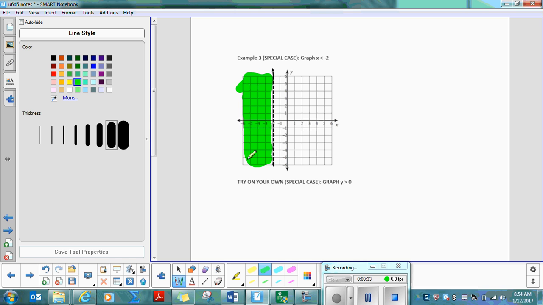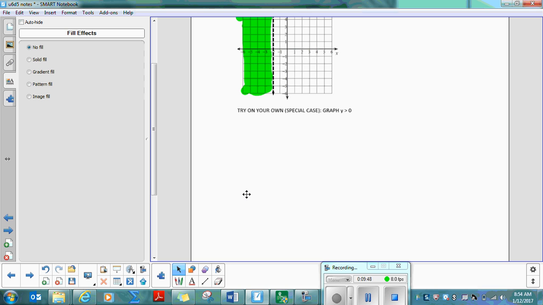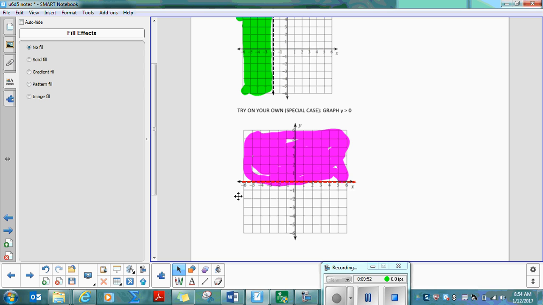Okay? So now on your own, you're going to try the special case of y is greater than 0, which is a little bit easier because y will create a certain kind of line, and there definitely will be an above and below. Okay? So go ahead and try that one on your own. When you come back, I'll have the answer for you. Okay, so y is greater than 0 means it's a horizontal line going through where y is 0 on the x-axis. Okay? And then it's greater than, so that means you shade above in a very messy fashion.